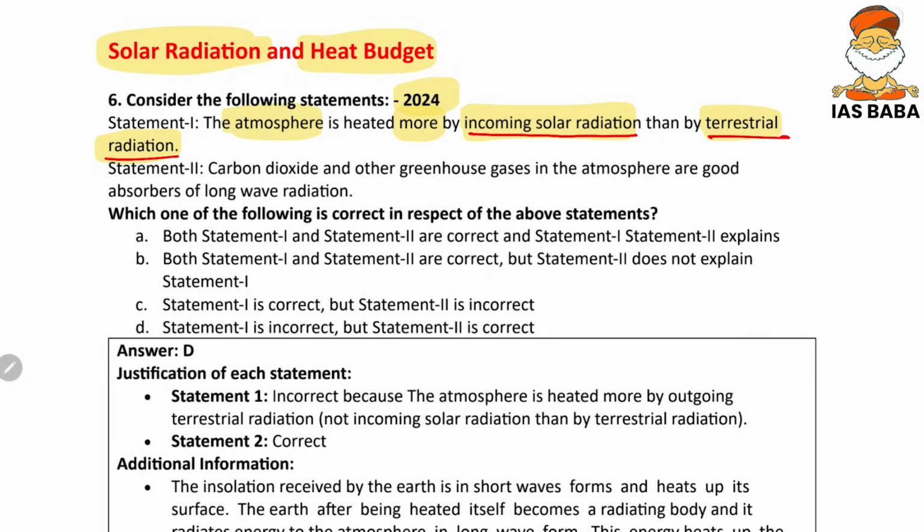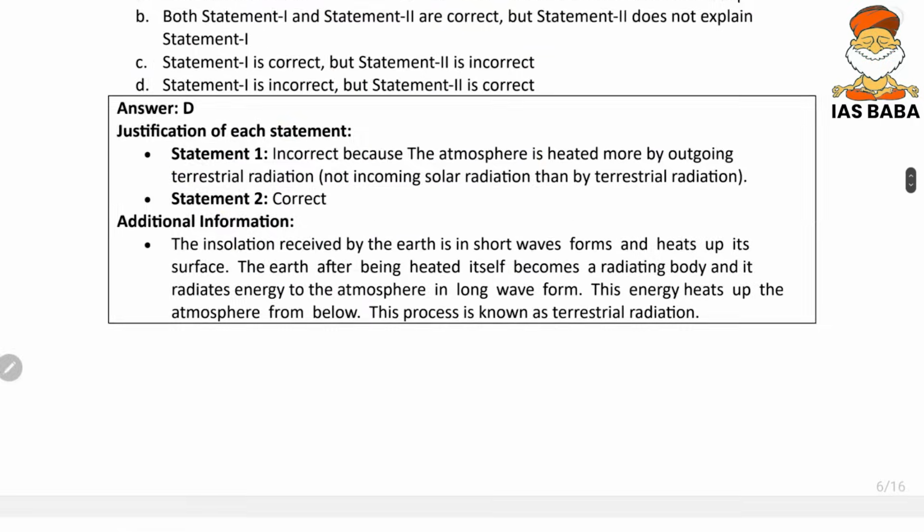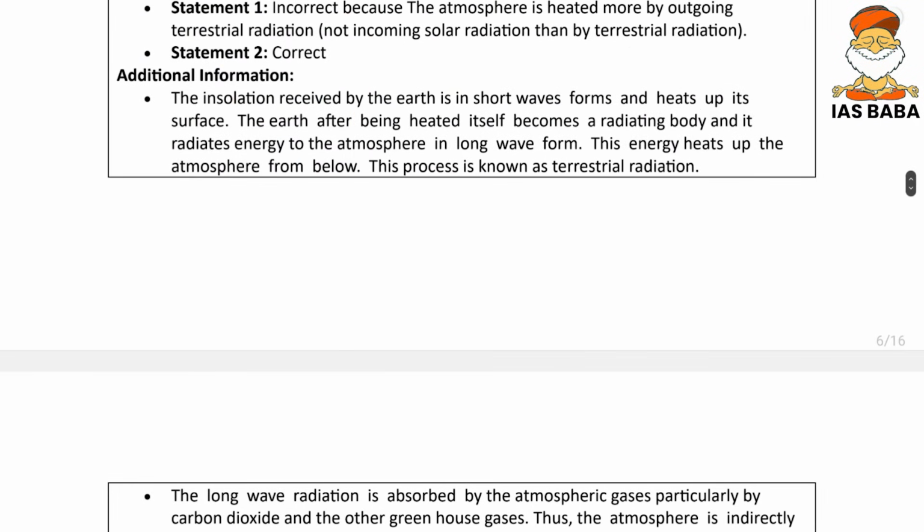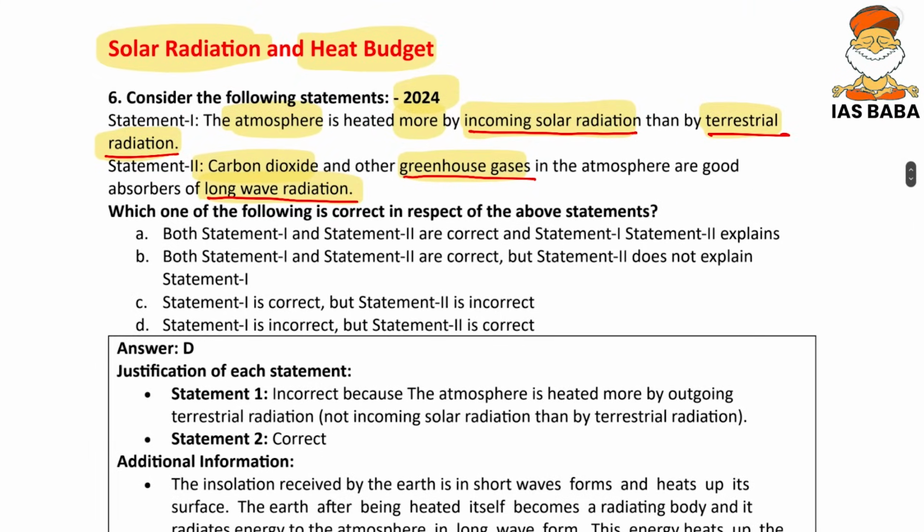Fair enough. Second, it says carbon dioxide and other greenhouse gases in the atmosphere are good absorbers of long wave radiation. So it means you are also supposed to understand long wave radiation. You're supposed to understand what are greenhouse gases. Okay, the basics are there in the NCERT, but this question is demanding you to have this technical understanding.